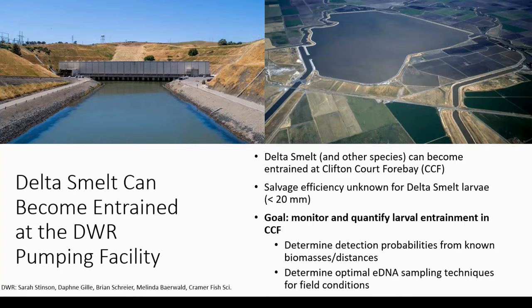One of the things that's unknown is how many delta smelt larvae are getting entrained. So our goal was to monitor and quantify larval entrainment at Clifton Court Forebay. We were going to determine detection probabilities from known biomasses and distances and determine optimal eDNA sampling strategies for field conditions. I'll just be presenting on some of the lab experiments that we've conducted. The data analysis for our field work is still going on.